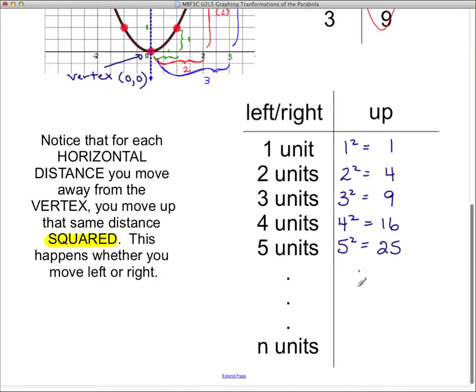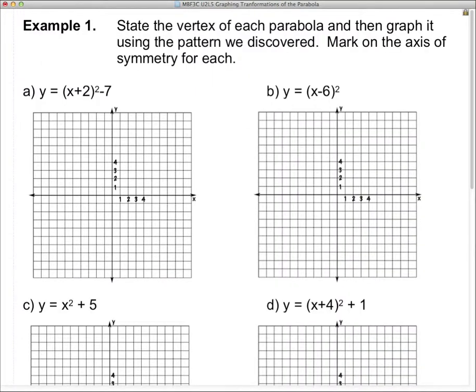And then notice I've got the dot, dot, dot, and it says n units. Well, this is just the way we say it doesn't matter how many units we go, we know that I'm going to have to multiply that by itself and go up n squared units. Now, how are we going to use this to graph? Well, let's take a look.